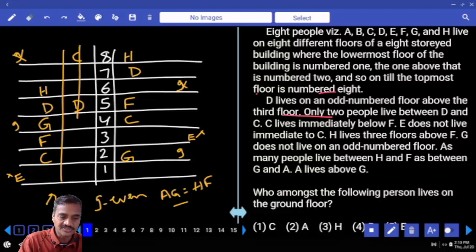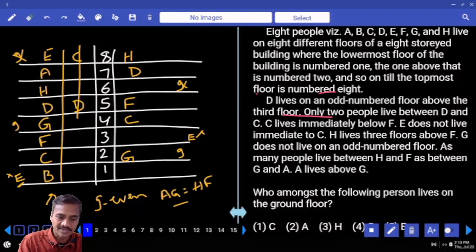In between H and F there are 2, and in between A and G we need to have exactly 2. Hence A can be on the ground floor or A can be on this floor. Now if A lives above G, A cannot be on the ground floor, hence A must be above this. Are you getting this one or not? Then if A is here, because A lives above G, E cannot be on the ground floor, E must be on the top floor. Now if E is on the top floor, who is left over? B is left over. Then this is the final arrangement we have.